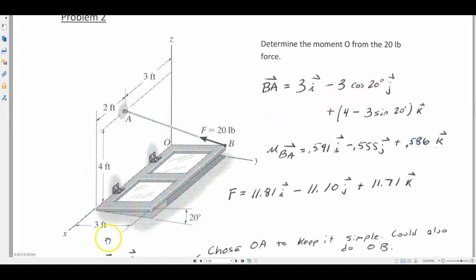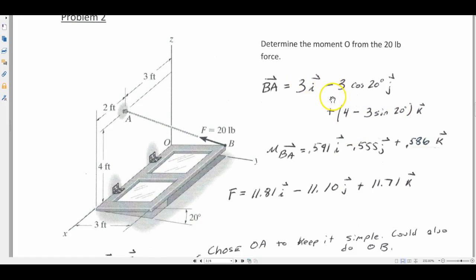How did I get that? Well, if you take a look at the door here, this dimension at the bottom of the door is 3 feet, and then there's a 20-degree angle here. So the amount of Y direction on the floor is going to be 3 cosine 20. So it's minus 3 cosine 20 to go backwards to A. And in the K direction, it's going to be 4 minus 3 sine 20, because it's a total height of 4, but you're coming from a height here of 3 sine 20. So it's 4 minus 3 sine 20.